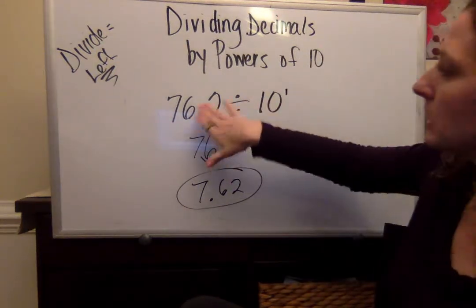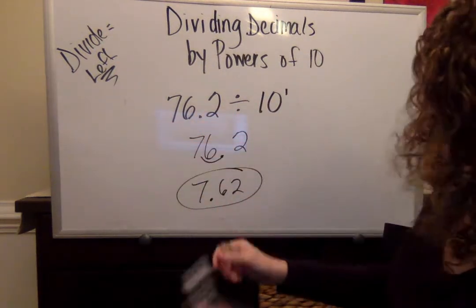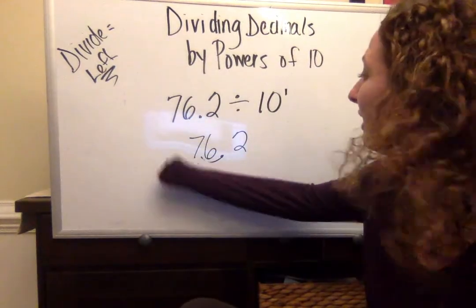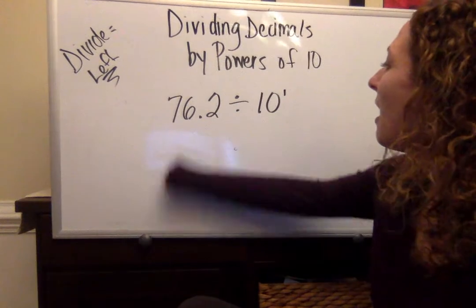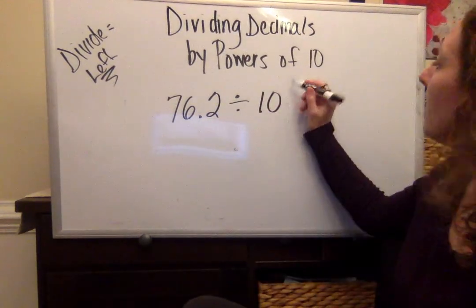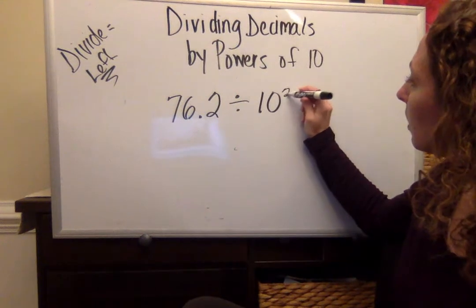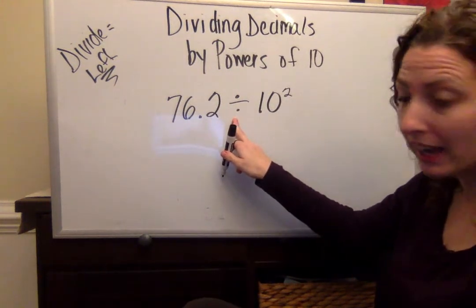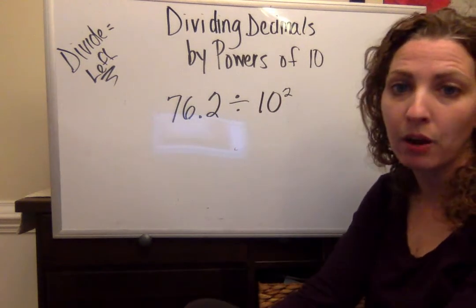I'm going to use the same problem, 76.2, and my eraser's missing, just like in class. I never have my eraser, right? It's always somewhere. I'm going to just go ahead and change that, and I'm going to put an exponent of 2. So now I have 76.2 divided by 10 to the second power.